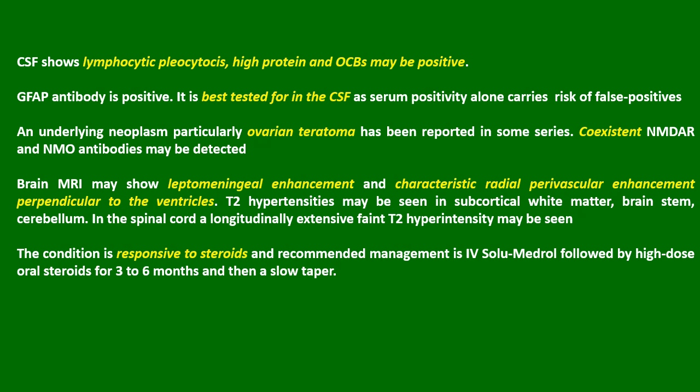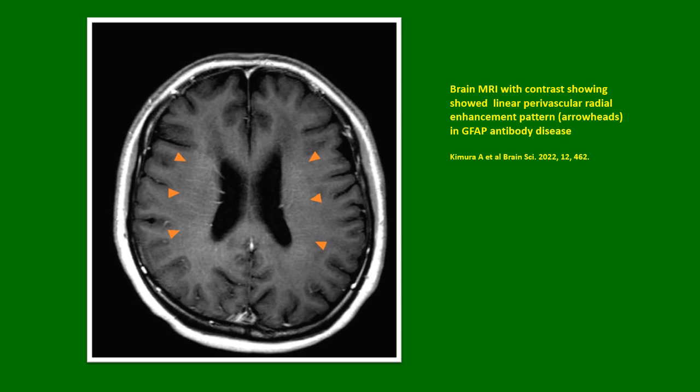The condition is responsive to steroids, and recommended management is IV solumedrol followed by high-dose oral steroids for 3 to 6 months and then a slow taper. This is a brain MRI with contrast showing the characteristic linear perivascular radial enhancement pattern, as shown by the arrowheads, in GFAP antibody disease.